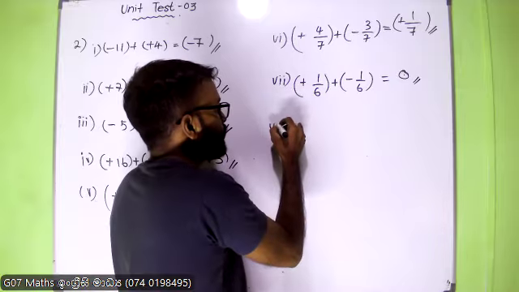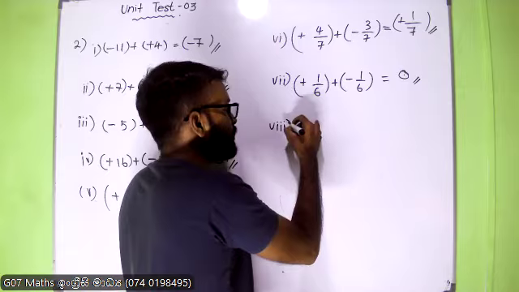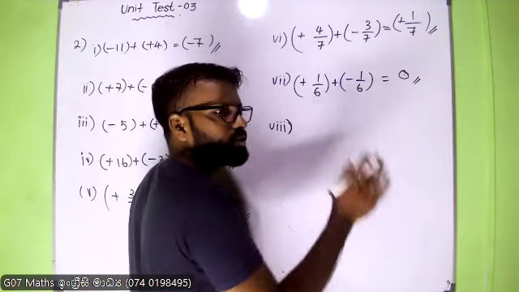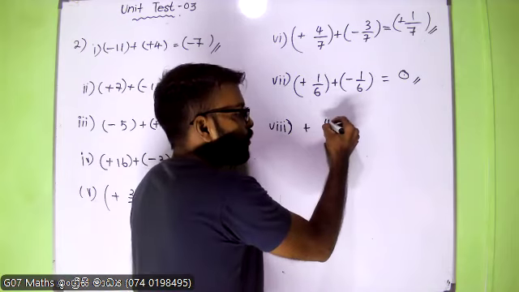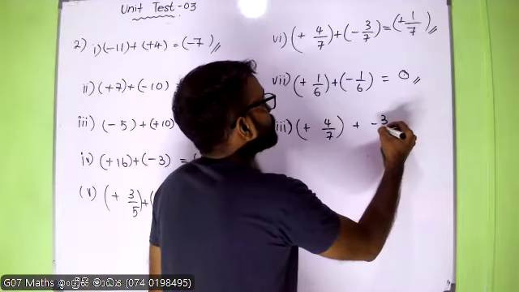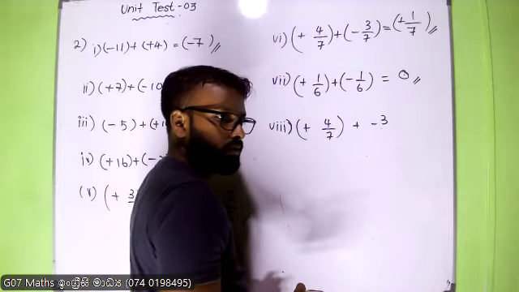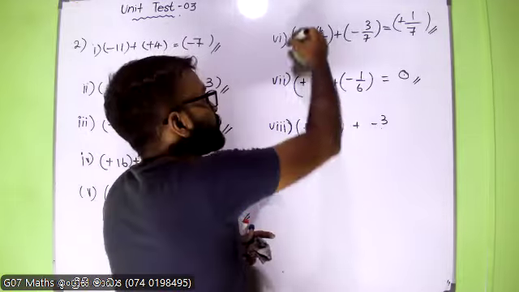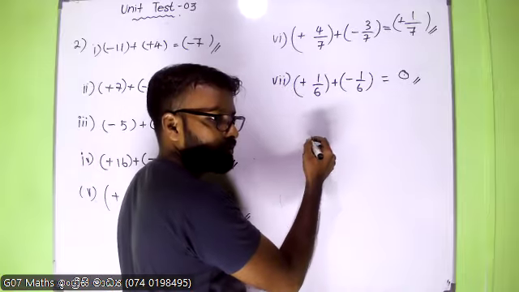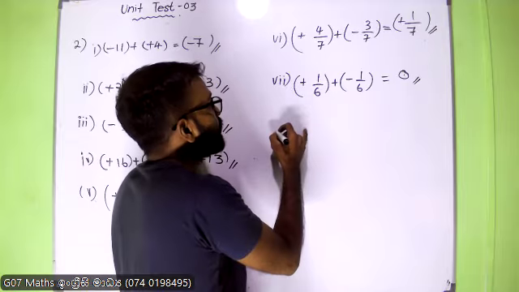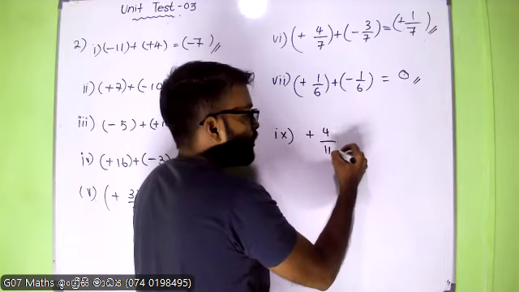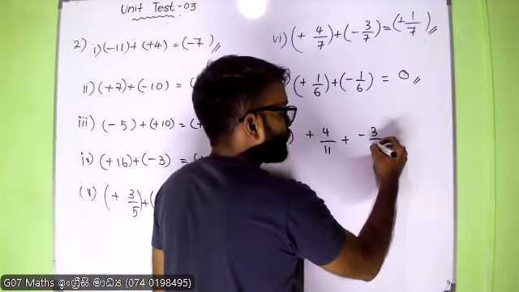Very important. In exam, you might get this kind of thing. Don't be confused and just do the thing. Positive 4 upon 7 plus negative 3 upon 7. Earlier we had that. So same thing here. I have repeated it today. Sorry. Right? So here, ninth one. Plus 4 upon 11 plus negative 3 upon 11.